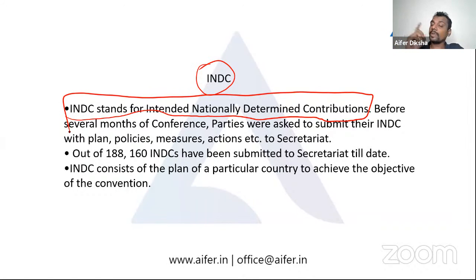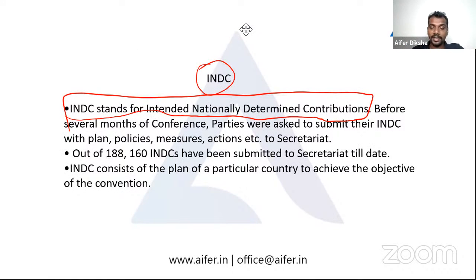Then the next question you will be asking is, as per the Paris Agreement, what is the percentage that has to be reduced? The important thing is, as per the Paris Agreement, there is a percentage that has to be reduced, but it's not the same for all countries. Instead, it used the concept of INDC.